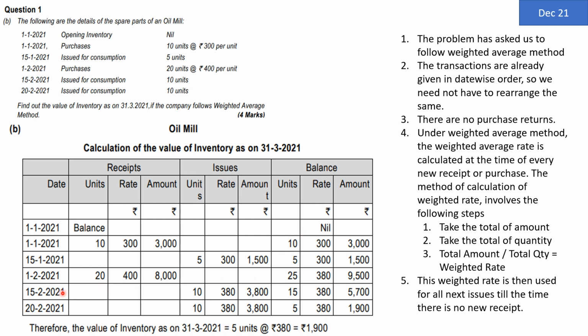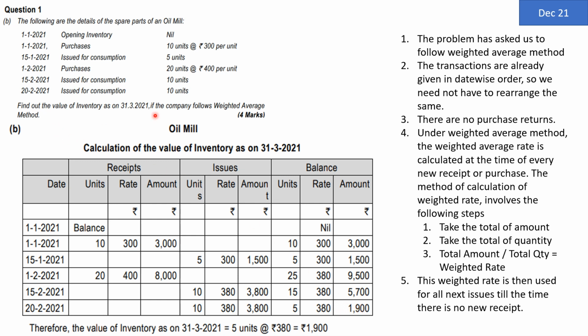So on 15th of February, 10 units at 380, 3800. Out of 25, 10 have gone, 15 are remaining. Rate is going to be same, 380. So the value is 5700. And then again on 20th of February 2021, you are issuing 10 units. Again, they will be priced at the same rate because the new rate will be available only when new purchases take place. Now no new purchases are taking place, so the old rate will be continuing, 380. That comes to 3800. Out of 15, 10 have gone, 5 are remaining. Rate is 380, so the value is 1900.